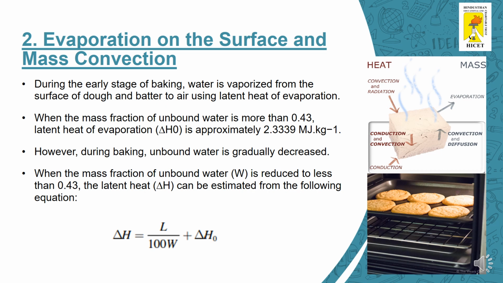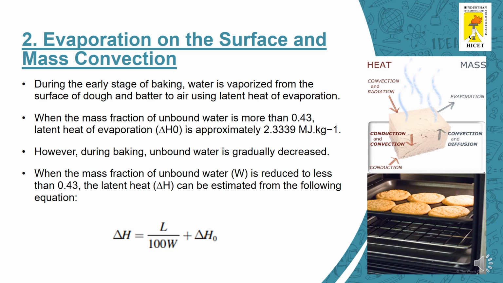Next one we are going to see about evaporation on the surface and mass convection. During the early stages of baking, water is vaporized from the surface of dough and batter to air using latent heat of evaporation. When the mass fraction of unbound water is more than 0.43, latent heat of evaporation, ΔH0, is approximately 2.3339 MJ per kg. However, during baking, unbound water is gradually decreased.